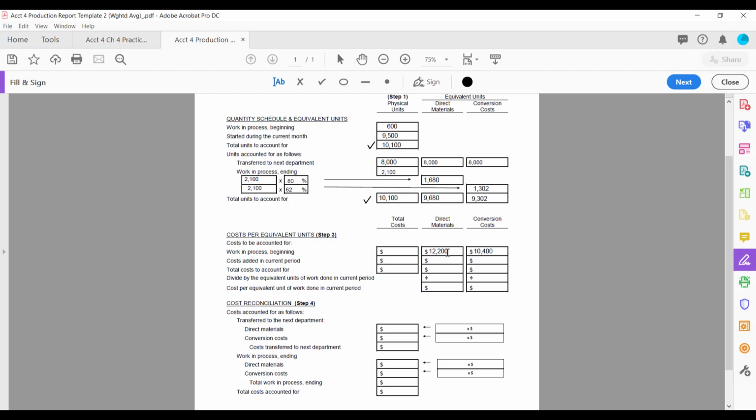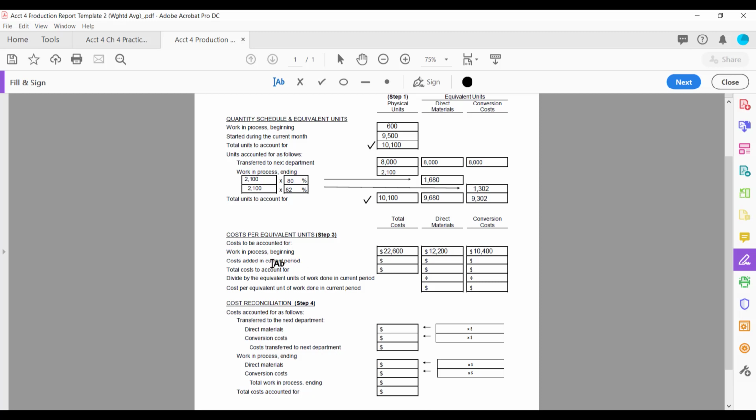So if the direct materials cost in beginning work in process inventory was 12,200 and conversion cost was 10,400, we can find the total cost in beginning inventory. We simply add those two together horizontally. So when you add 12,200 and 10,400, you should get 22,600.